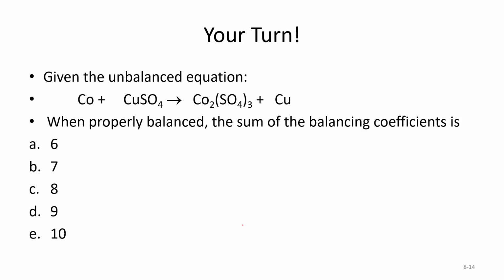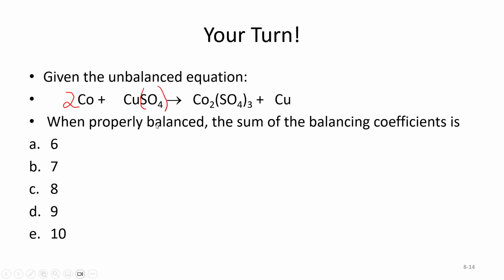Given this unbalanced equation, when properly balanced, the sum of the balancing coefficients is... So let's go ahead and identify our family group. This is sulfate. When balancing, we never want to separate that. On the left side, we have 1 cobalt. On the right side, we have 2. So we're going to put a number 2 in front of here so that that balances. On the left side, we have 1 copper. On the right side, we have 1 copper. So copper seems okay so far.